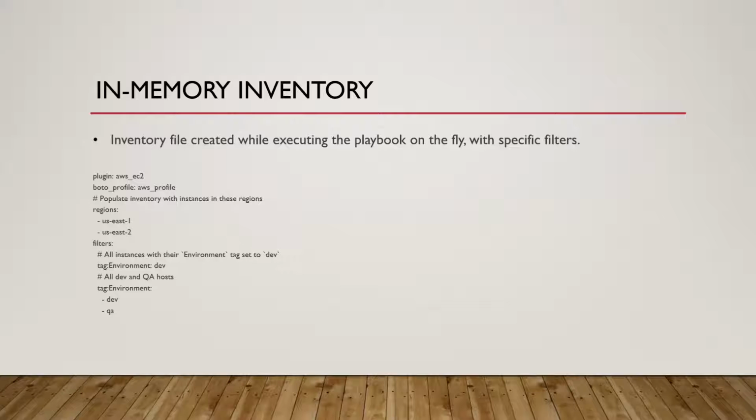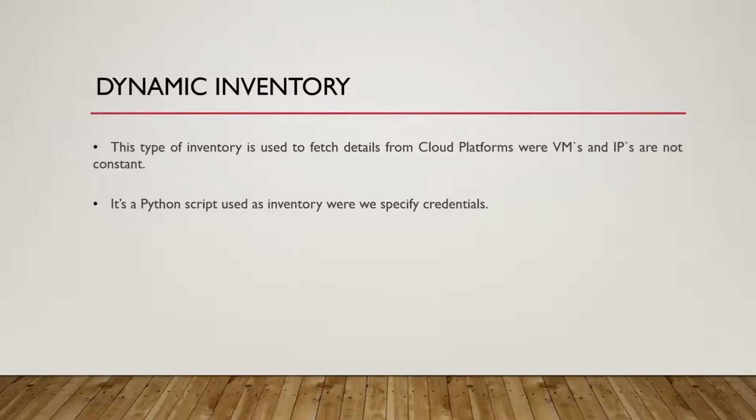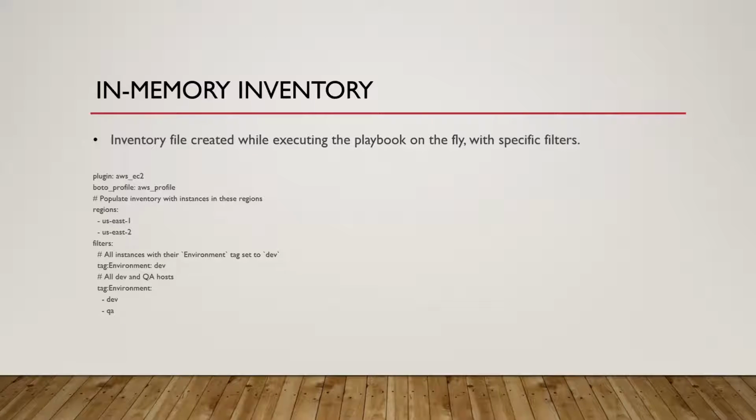So what is in-memory inventory? As I said, dynamic inventory goes and fetches all the details the same way. What the in-memory inventory does is, it will not fetch the complete details. So what is the difference between dynamic inventory and in-memory inventory? I'll be giving this inventory as part of my playbook.